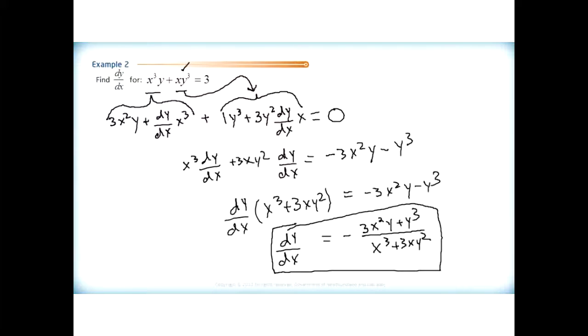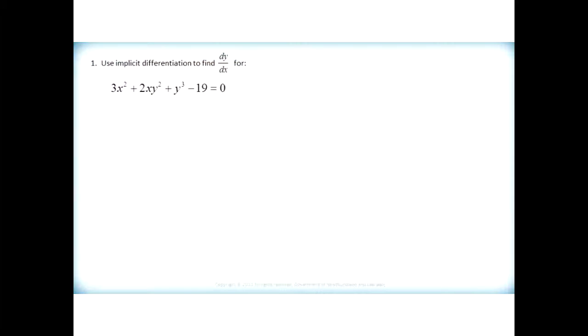Alrighty, let's try another one. So what's coming next now? We've got use implicit differentiation. So this is actually a question that I took directly from a test. So it says use implicit differentiation to find dy by dx for that particular function. They're all very similar, aren't they? So let's go at it.